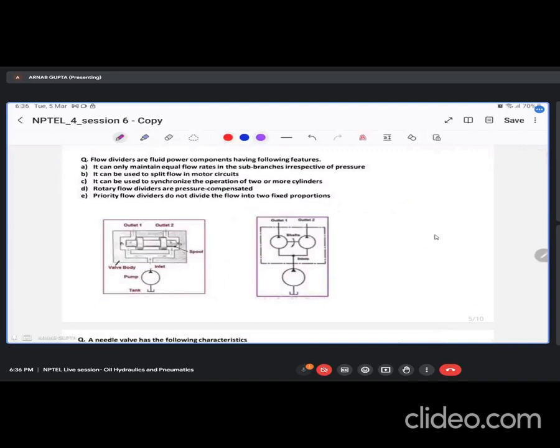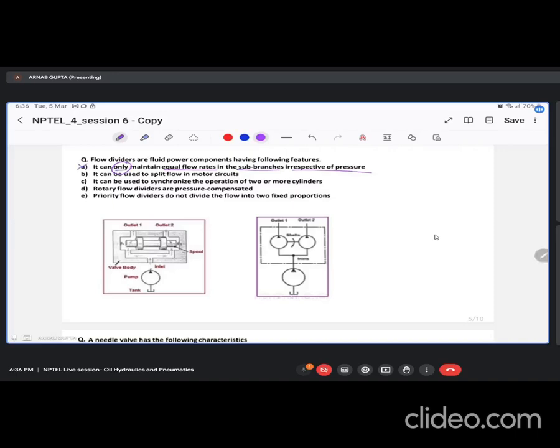Okay. Coming to the next question, flow dividers are fluid power components having the following features. It can only maintain equal flow rates in the sub branches irrespective of pressure. Is it correct? It can maintain equal flow rates, but does it only maintain equal flow rates? No. It can maintain flow rates at different proportions. It can be either 50-50, or 75-25, or 60-40, depending on the design and requirement of the particular flow divider. So this option is not correct.